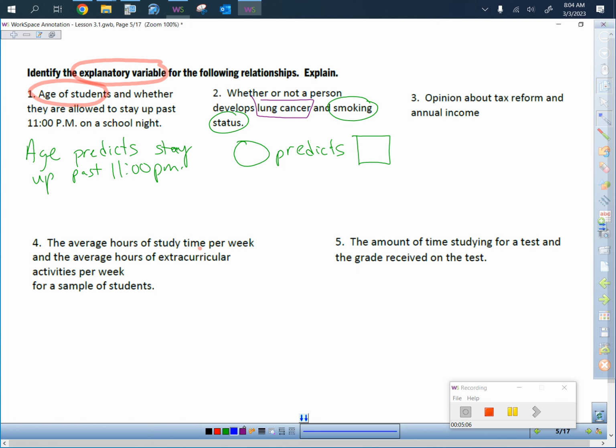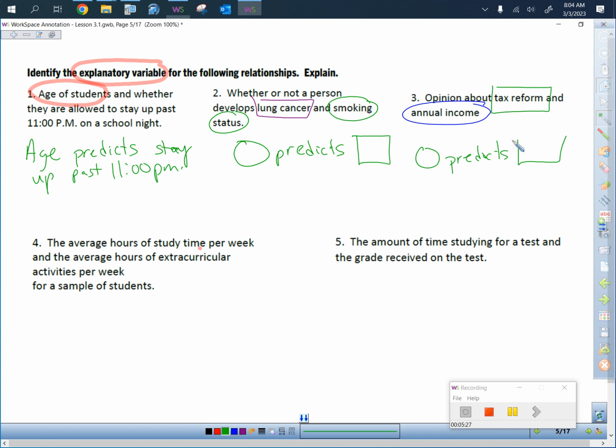I got a vote already for income. What do you guys think? Do you agree with that? I think the income is definitely, it would help explain how you feel about taxes. Usually the people that make the most money hate taxes the most because they get all their money taxed. So we would say circle predicts box.